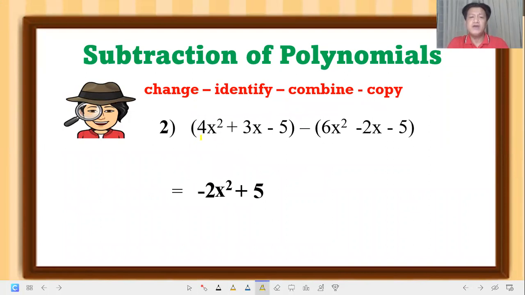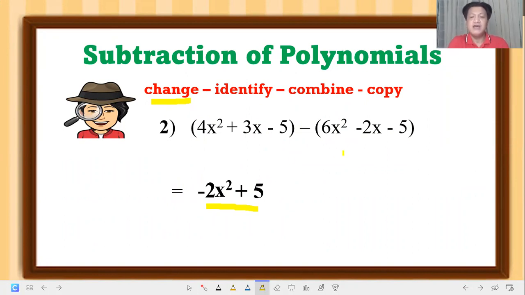Okay, I have here 4x squared plus 3x minus 5 minus 6x squared minus 2x minus 5. So, pag sinubtract ko ito, ang answer po natin dyan is negative 2x squared plus 5. But how do we come up with this answer? Okay, kailangan makita natin to know with the proper or correct solution. Diba? Sabi doon, change the sign of the subtrahend. Ang ating subtrahend dyan, ito po, yung pangalawang number natin.